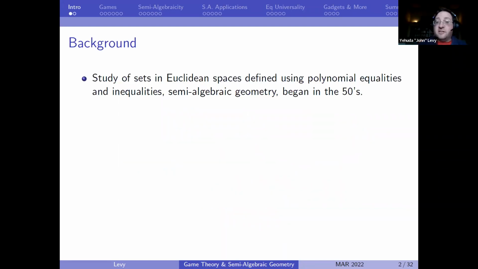Going back to the 50s, there's this study of subsets of Euclidean spaces that can be defined using polynomial equalities or inequalities. That's what eventually became called semi-algebraic geometry. Of course, there's a much larger algebraic geometry, and when you allow polynomial inequalities as well, it turns into semi-algebraic, and it's sort of become an offshoot on its own a bit, even though it has still a strong relationship with regular algebraic geometry.